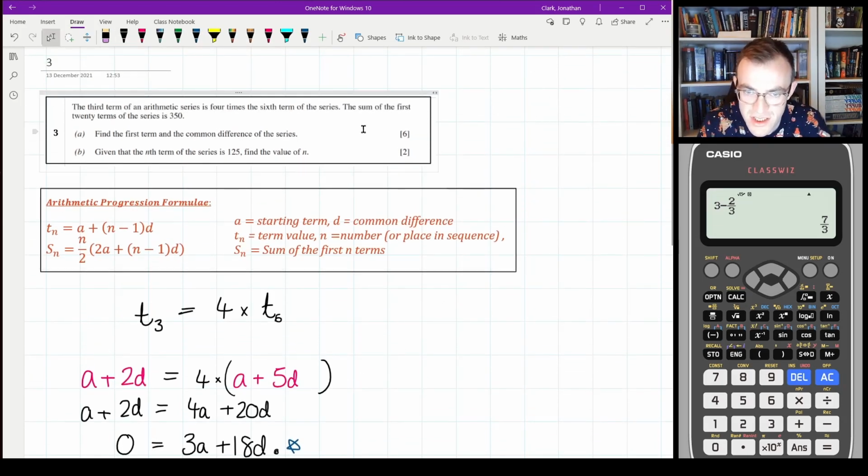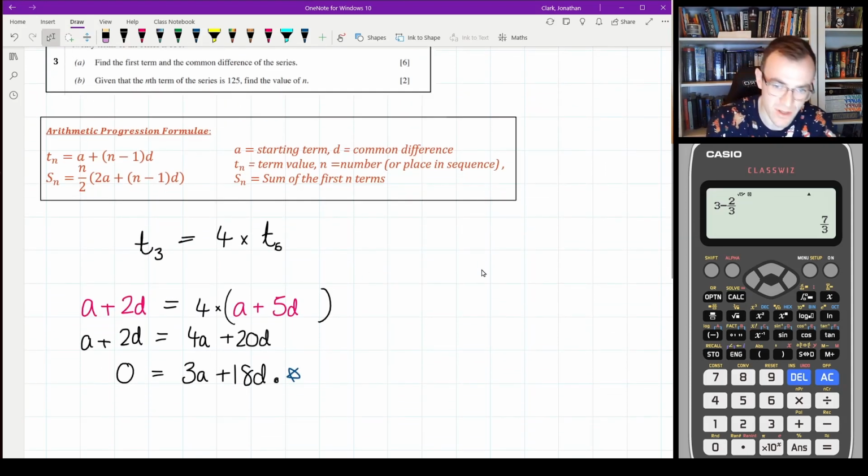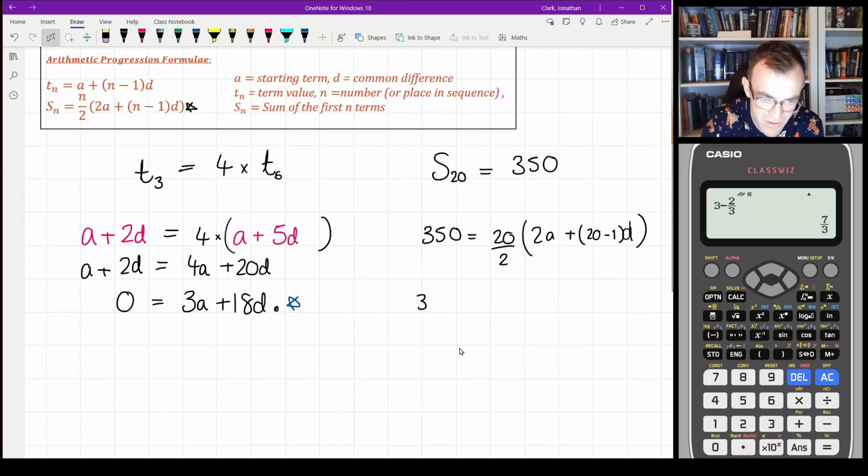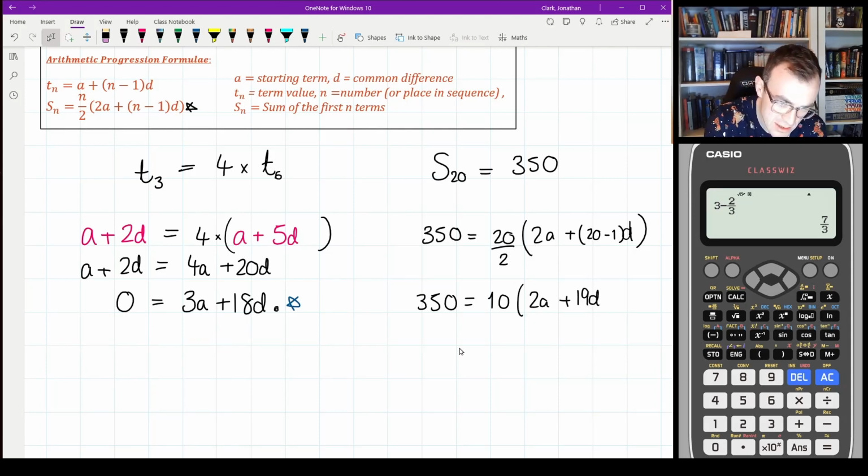We've also got the sum of the first 20 terms is 350. So that is S of 20 is 350. So the sum formula is here. This is actually given in the formula booklet. So I can replace the left side with 350. N is 20, and a and d are still unknowns. N is 20 here, so it's going to be 20 minus 1. And once again, let's tidy this up. So 350 is 10 times (2a plus 19d). I'll take the 10 down, divide this by 10.